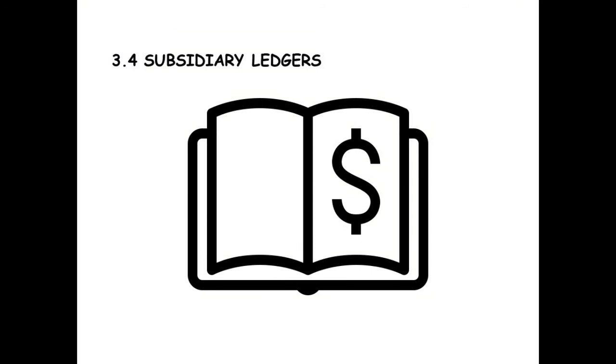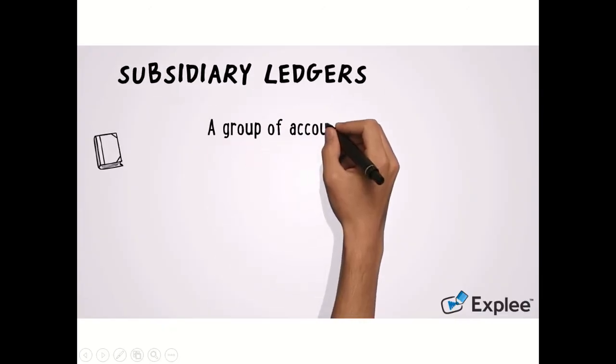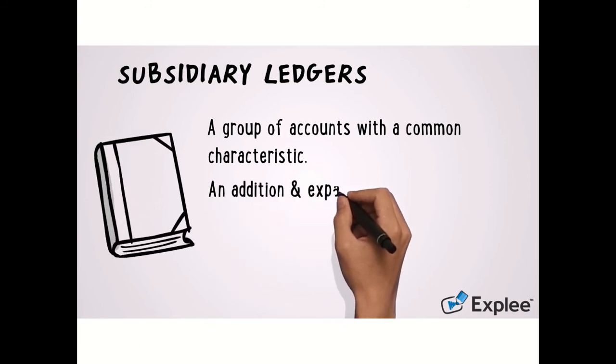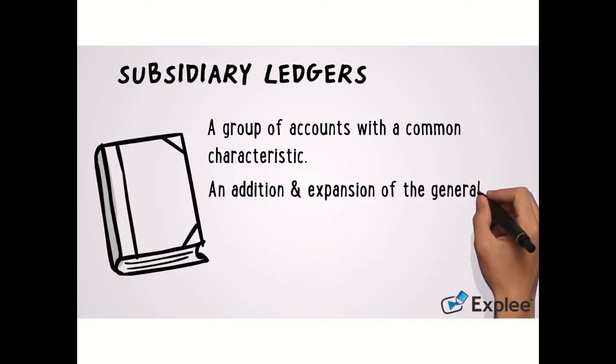Next, we're going to look at subtopic 3.4, subsidiary ledgers. What are subsidiary ledgers? How is it different from general ledger? A subsidiary ledger is a group of accounts with a common characteristic. It is also an addition and an expansion of the general ledger.